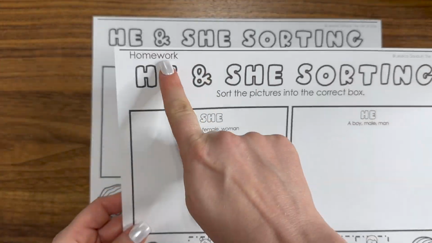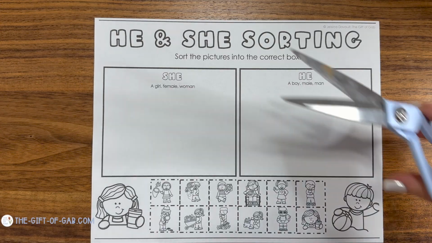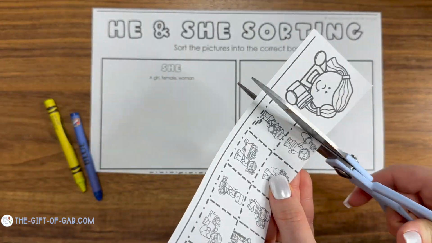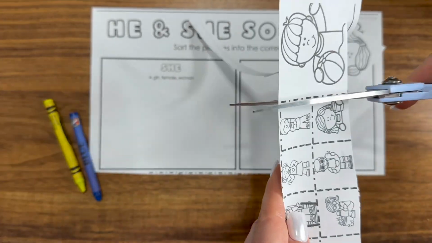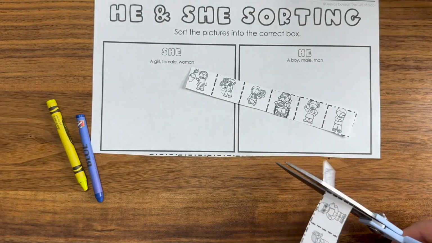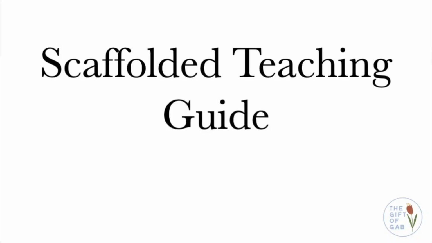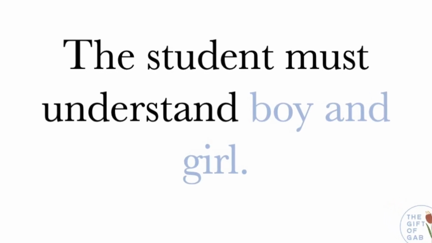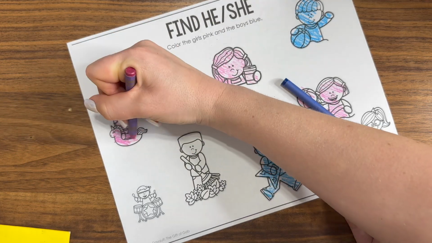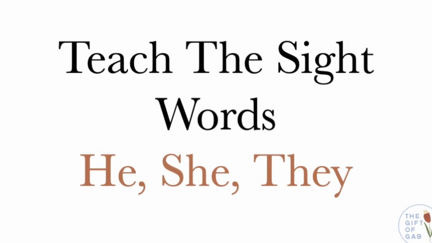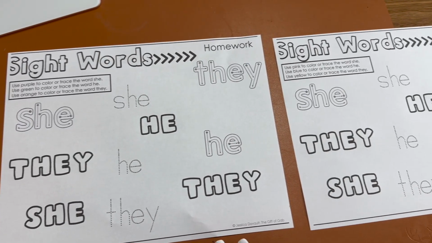After that, we begin to practice using pronouns. I start with tasks that I consider to be easier. For example, these would be skills that are heavily based in comprehension rather than use of the skill. So here is how I scaffold my lessons as I teach pronouns to my speech therapy students. 1, they have to begin by understanding the concept of boy and girl. 2, we identify the sight words he, she, and they.